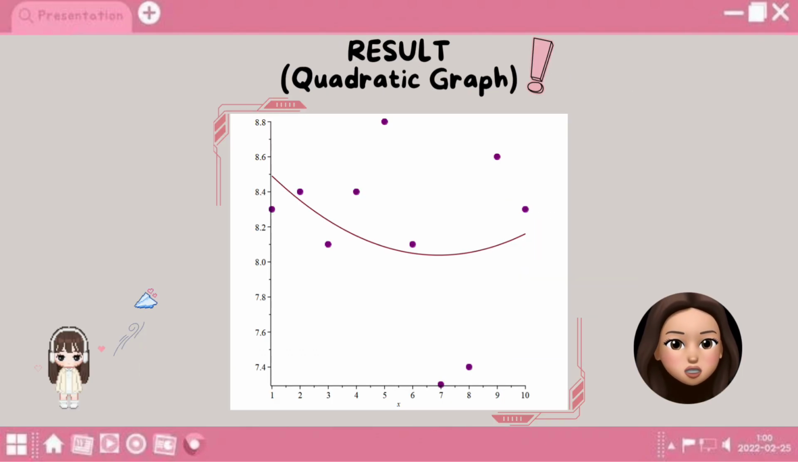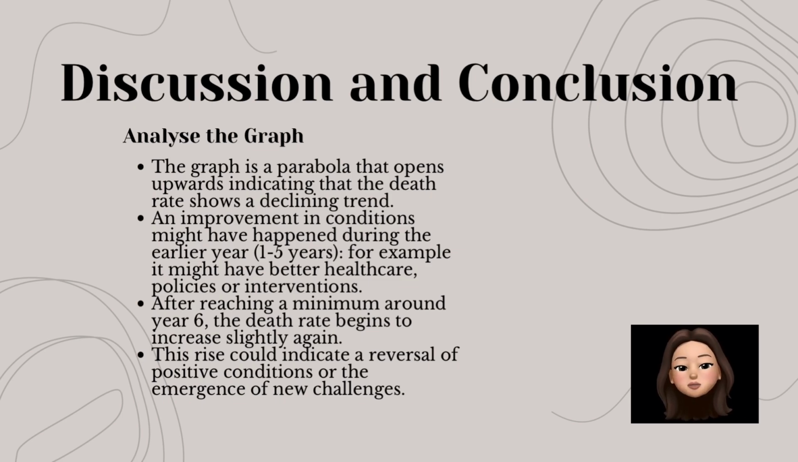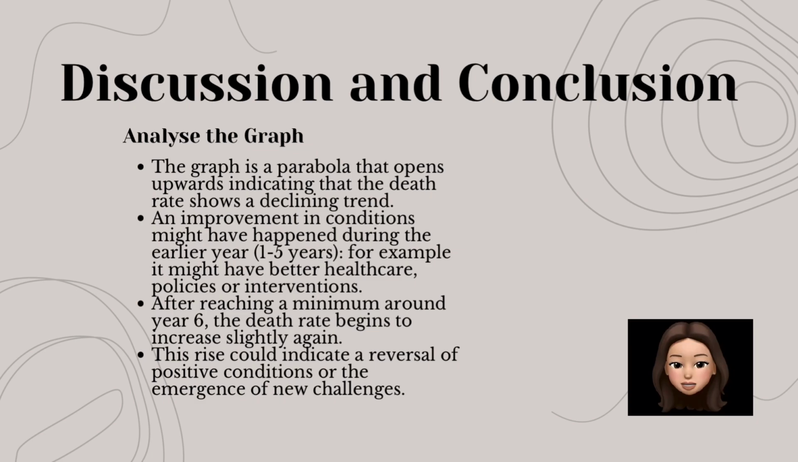This is the result of the quadratic graph. The graph that is shown previously is a parabola that opens upwards, indicating that the death rate shows a declining trend. In addition, an improvement in conditions might have happened during the earlier years. For example, it might have been better healthcare, policies, or interventions. After reaching a minimum around year 6, the death rate begins to increase slightly again. And this rise could indicate a reversal of positive conditions or the emergence of new challenges.